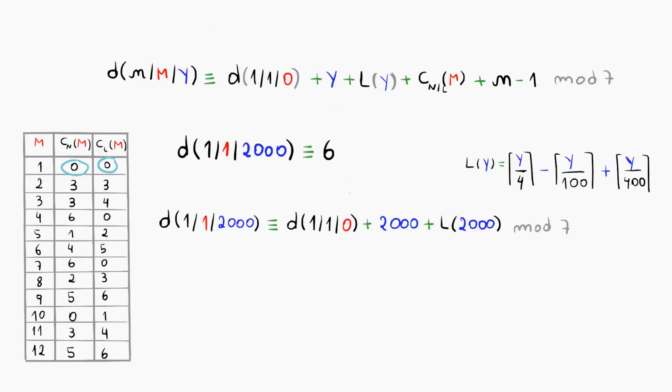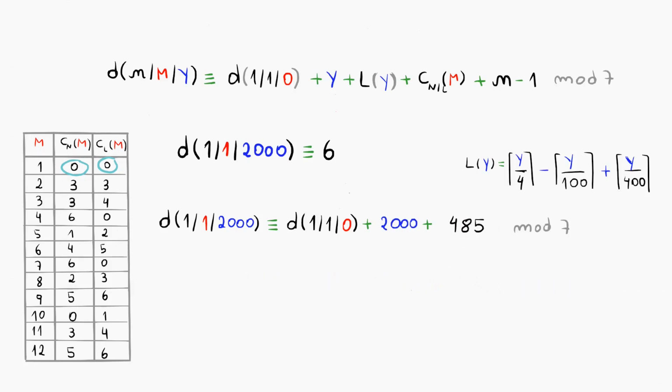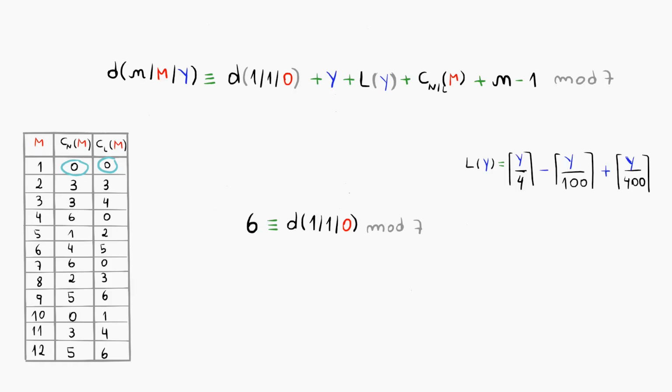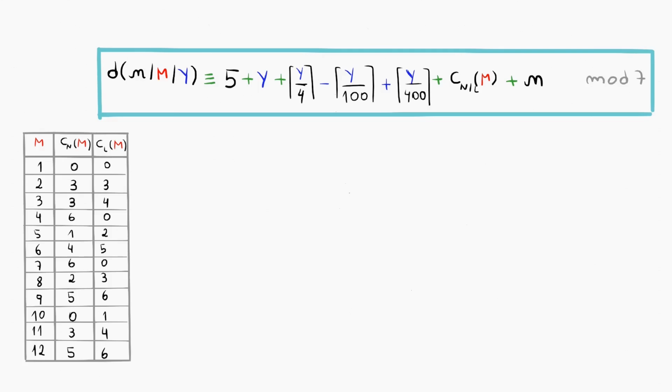We simplify the expression a little, calculate L of 2000, replace it in the expression, and obtain the following. Noting that the number obtained in the expression is a multiple of 7, we disregard it and obtain that the day of the week of January 1st of the year 0 would have been the day 6, that is Saturday. We are almost ready. We replace this value in the formula and simplify the expression to finally obtain our wonderful mathematical formula that allows us to obtain the day of the week for any date in the Gregorian calendar.